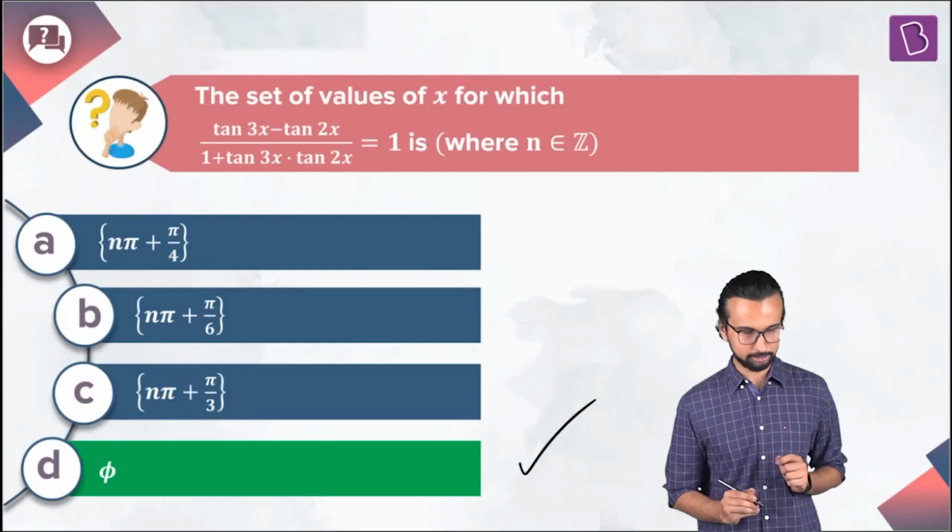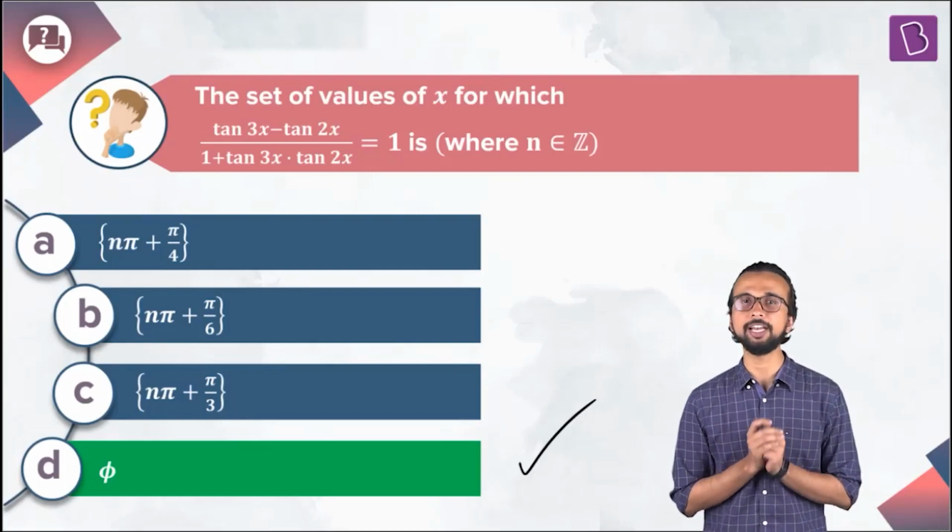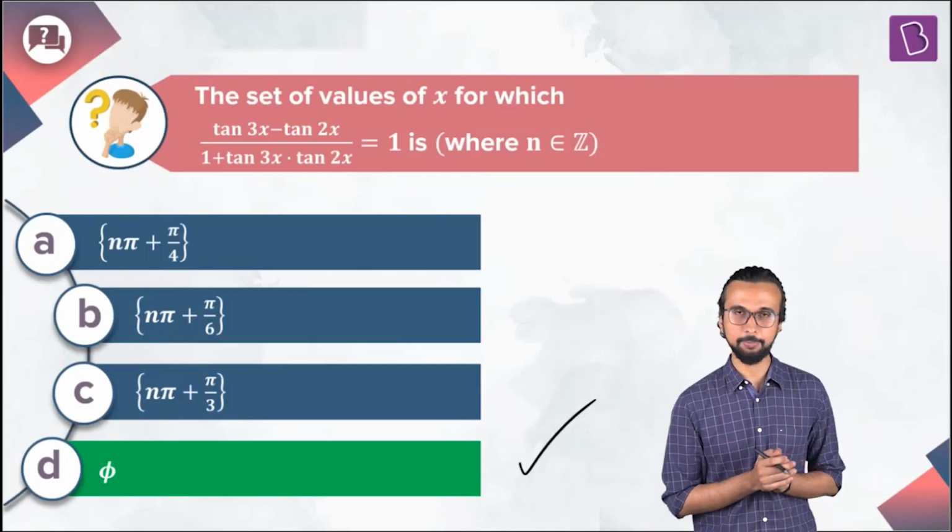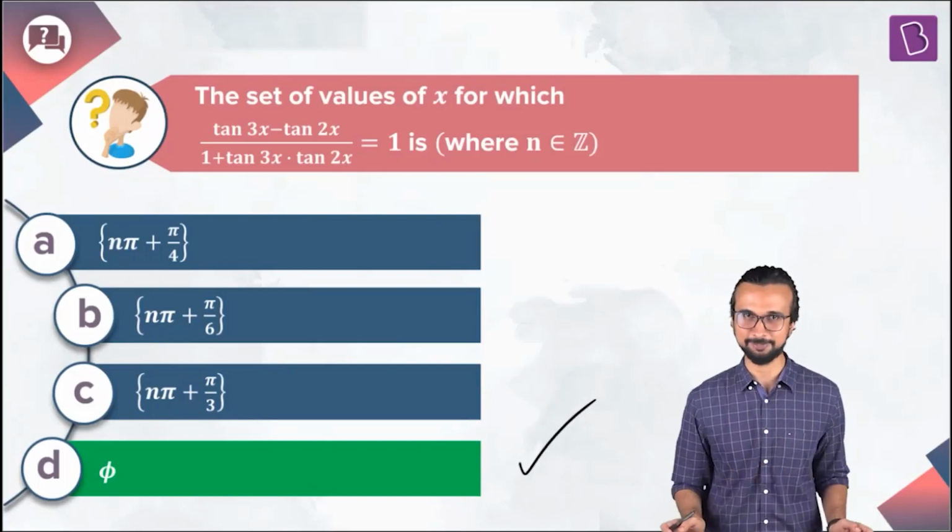So what will our answer be? Our answer will be option D. Got this? D will be the null set.